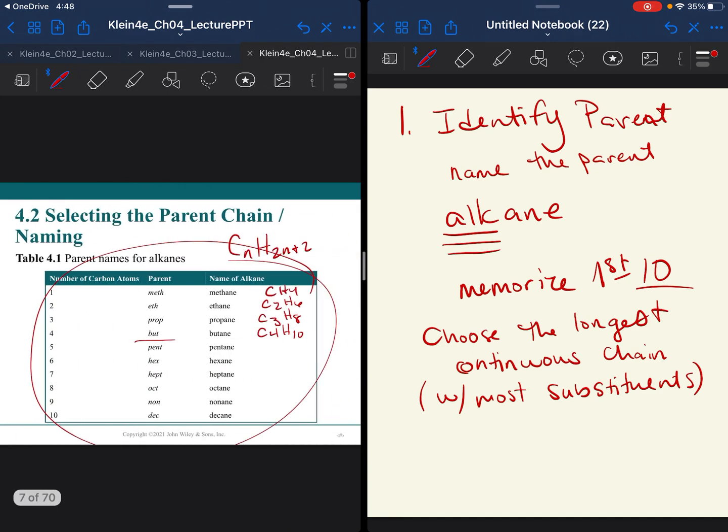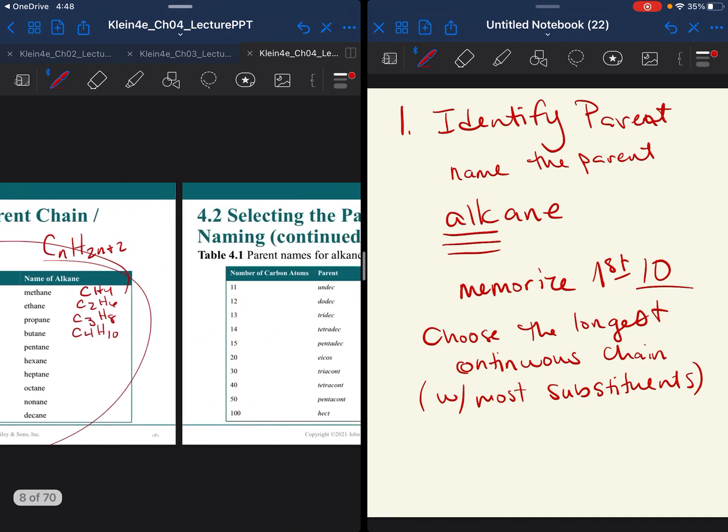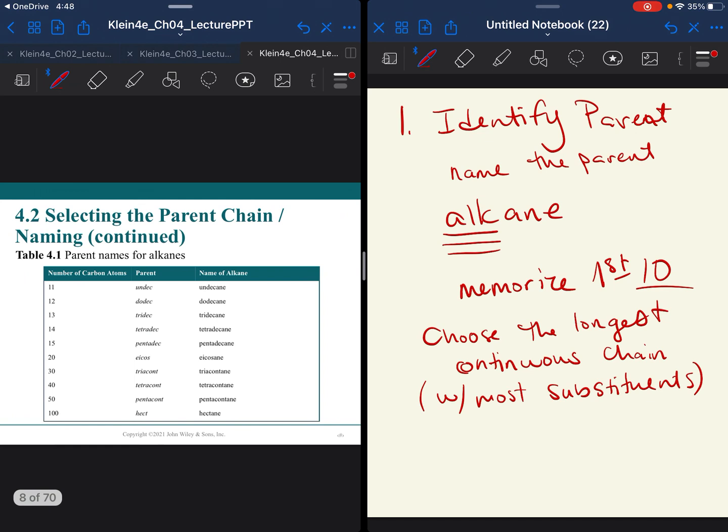We're going to learn our 10 here. It's nice to know that there are others. You've got the 11, 12, 13, 14, 15, then 20, 30, 40, 50, and 100. And of course, all of the gaps in the middle are filled in. You could certainly look these up if you needed them. You will not be tested over them.